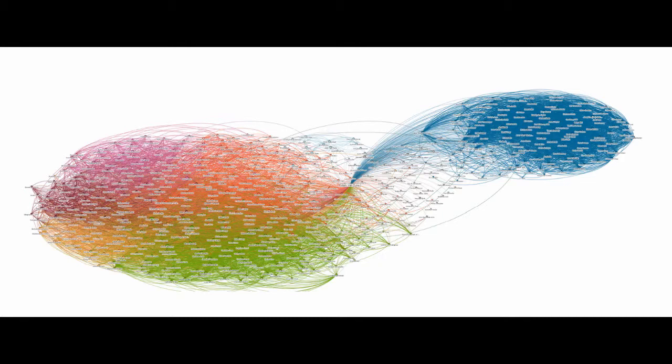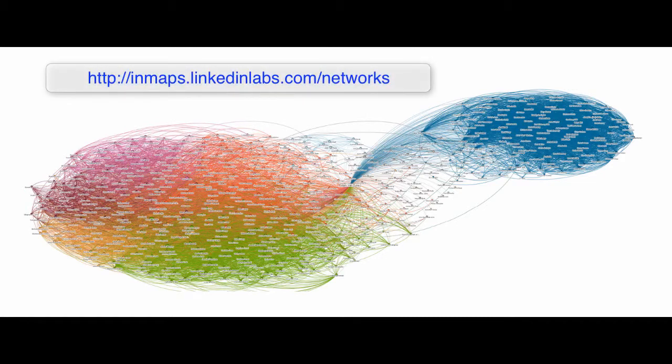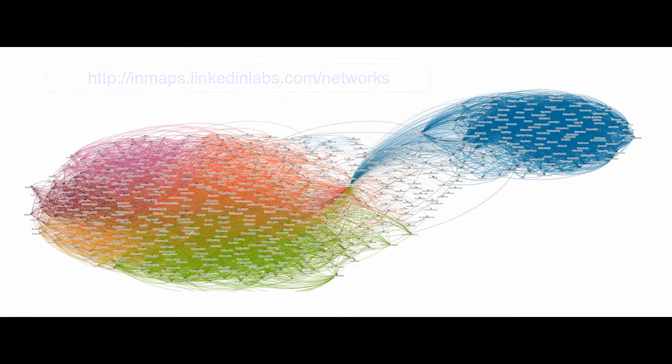Anyone can do this simply by going to inmaps.linkedinlabs.com and giving it permission to search your LinkedIn contacts and generate a contact map. This is a great tool in terms of identifying your influence maps. Let me explain what that means.